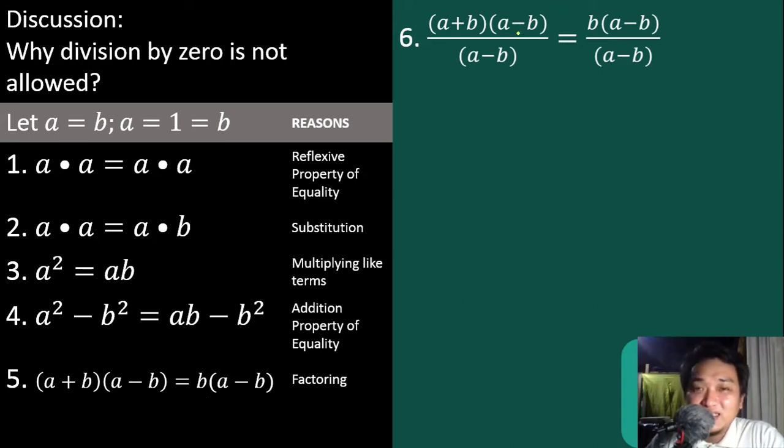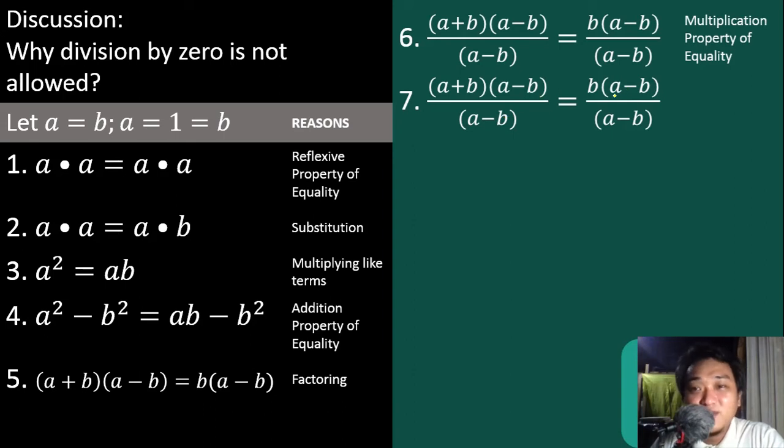Okay, so let's say you divide both sides by a minus b. That is under multiplication property of equality. That is also the same as multiplying 1 over a minus b to the left and to the right side of the equation. And again, whatever you multiply on the left side and the right side of the equation, mananatili siyang equal. Okay?